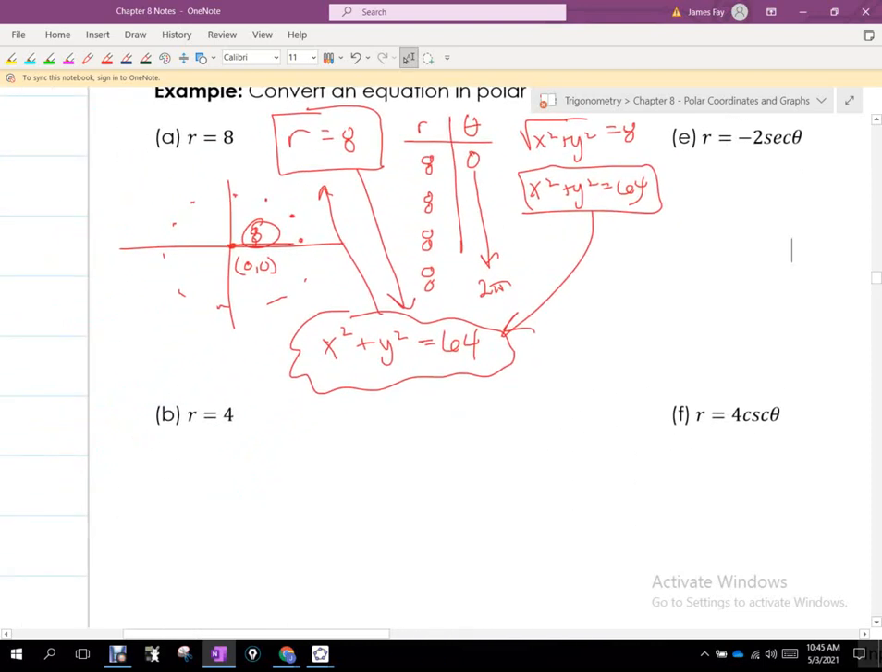What's going to be the equation here of r equals 4? x squared plus y squared equals 16. So they're telling me r is 4, radius is 4. And then there's that knowledge that it's got to be a circle.